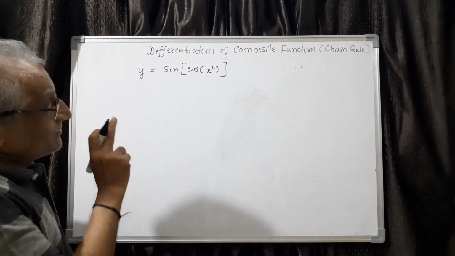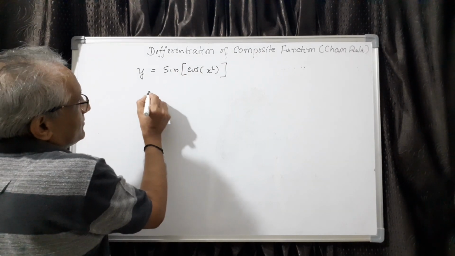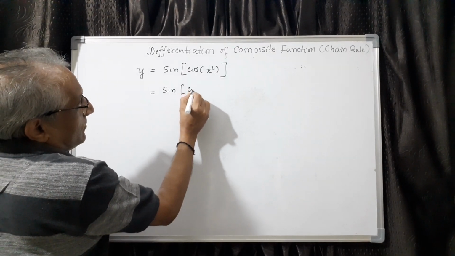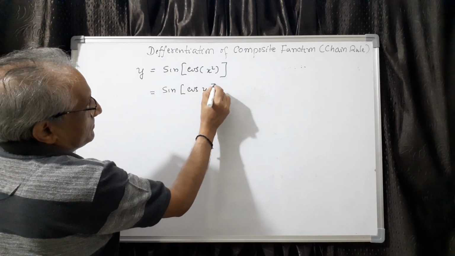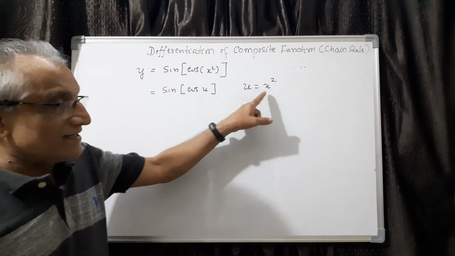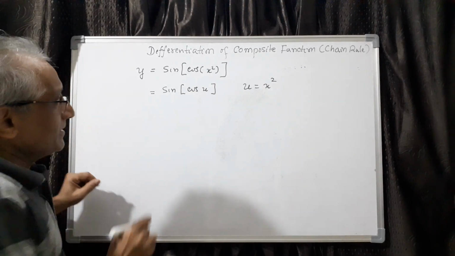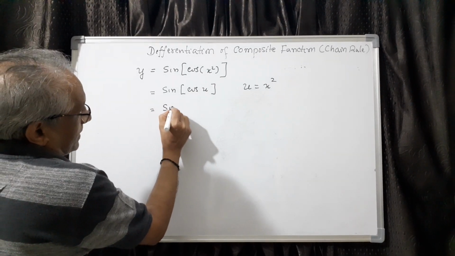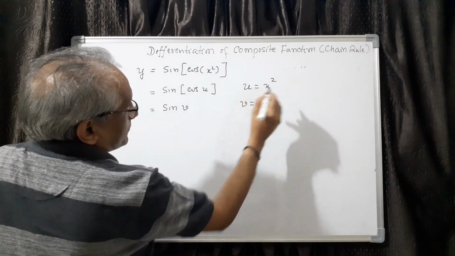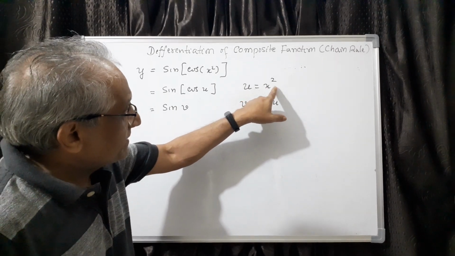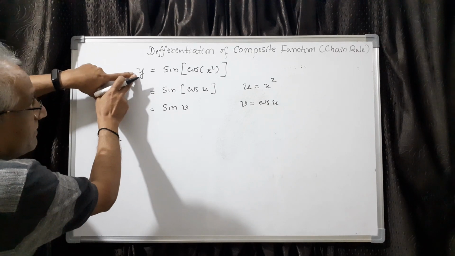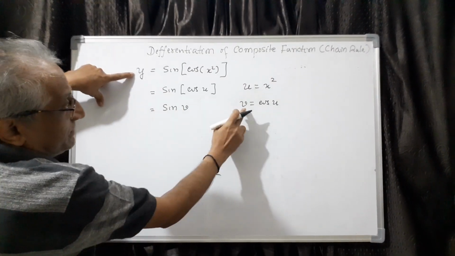But here when you are doing the problem, you can do it like this. This is sine of cos. First you write u, where u equal to x square. So it is always better you write it here the moment you substitute. This is equal to now sine v, where v equal to cos u. So u is a function of x, v is a function of u, and the given function y is a function of v.